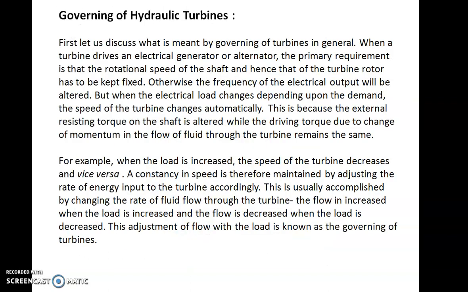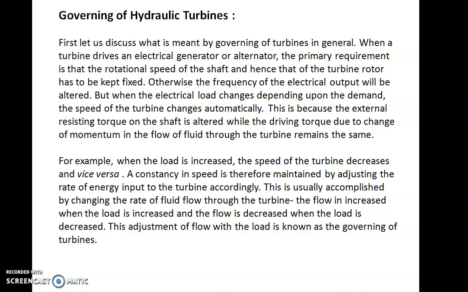Then the last point remaining is the governing of hydraulic turbines. I will briefly explain what we mean by governing of hydraulic turbines. You should read the theory for this. Basically you should understand the concept. See what happens: the generator is running at constant speed. Generator speed is constant, generally 3000 rpm, for the given frequency.